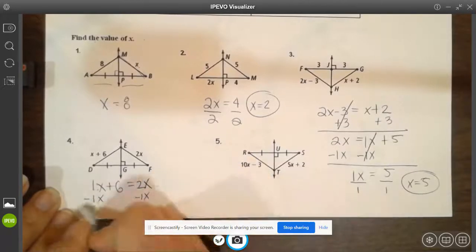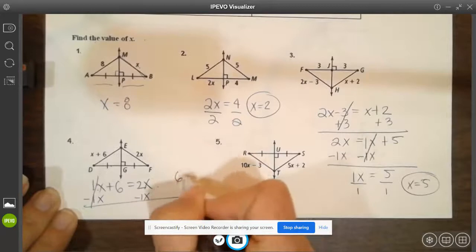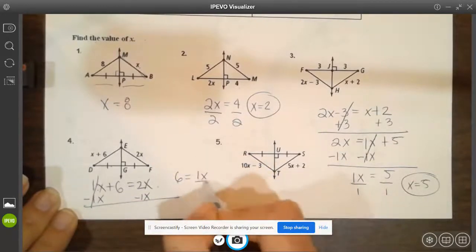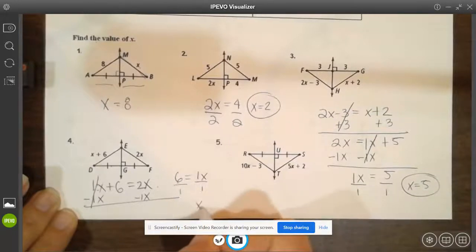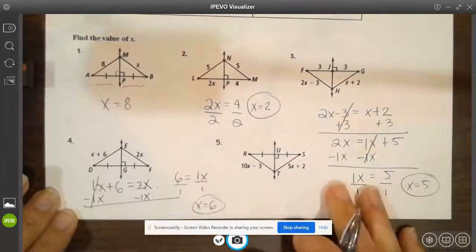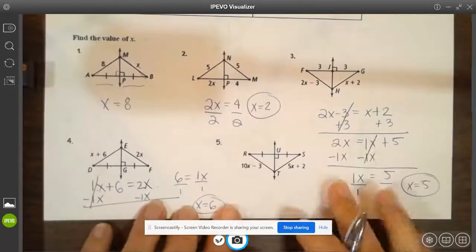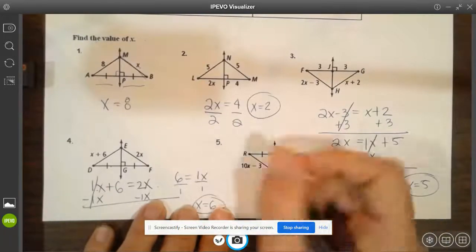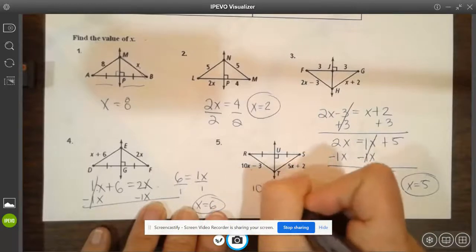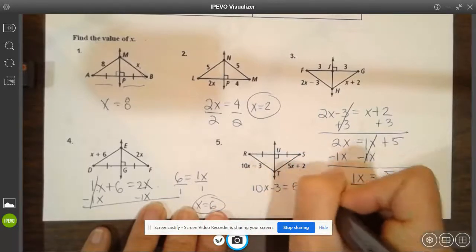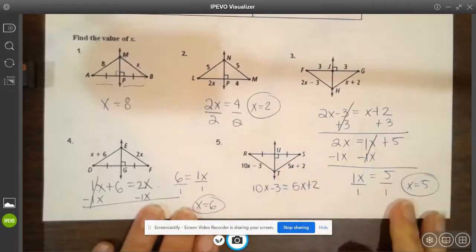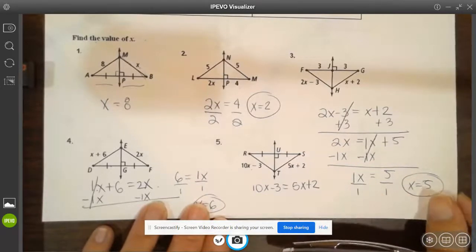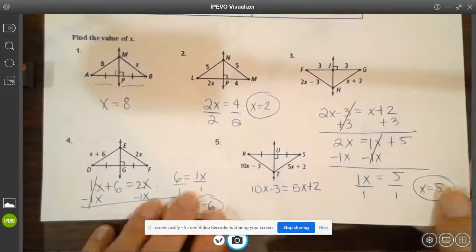And we have that 6 equals 1x, right? Because 2 minus 1 is 1. And then we divide by 1. That would be x equals 6 for this one. All right, so same procedure here, right? This equals that. I'm just going to set them equal to each other and then find x. Remember to shuffle things around. I'm just going to leave this one to you guys to finish.